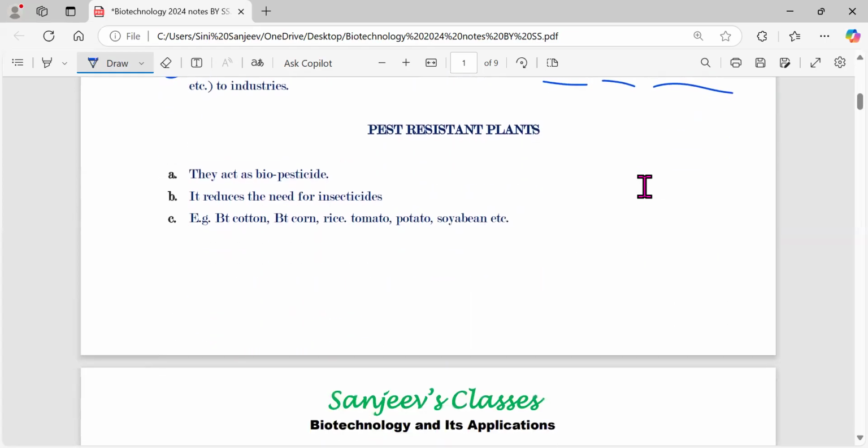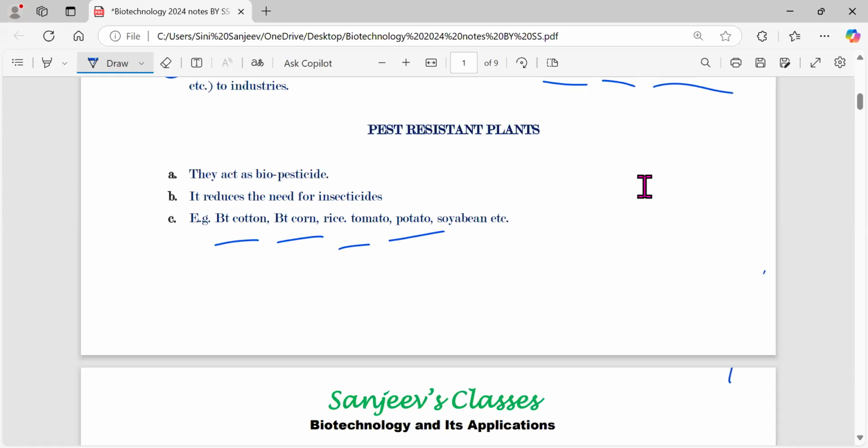Okay, so first thing you have is the pest resistant plants. Pests are a very big concern for the farmers as well. When you use genetic modification, that is, when you alter the plant gene, that gene itself will act as a biopesticide. So the need for insecticides or pesticides is also going to reduce. Nowadays, the pest-resistant plants are in the form of BT cotton, corn, rice, tomato, potato, soybean, and many more.